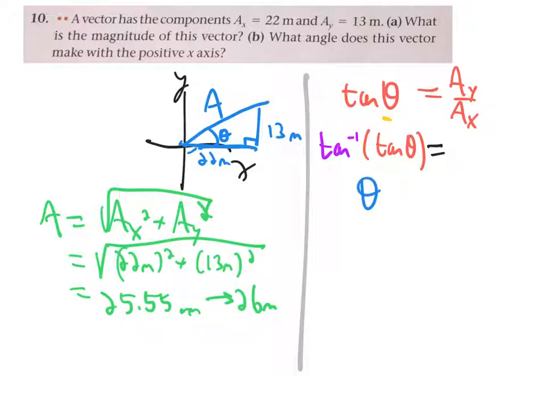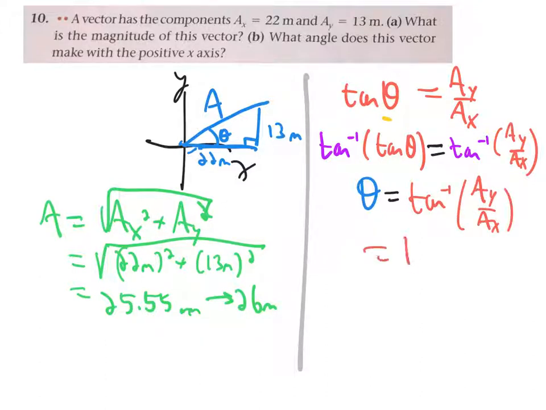But we also know from algebra that anything we do to one side, we have to do to the other side. So we also have the inverse tangent of ay over ax. So theta is the inverse tangent of ay over ax. That is the inverse tangent of 13 meters over 22 meters.